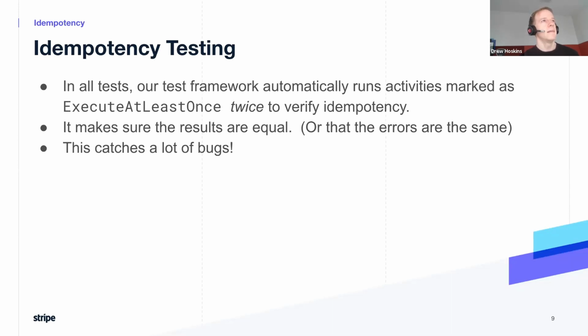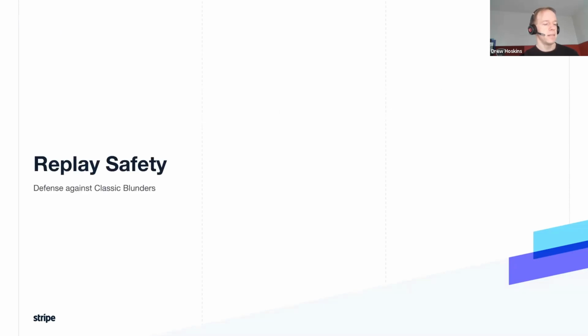Okay, next, replay safety. As many of you probably know, workflows, when they execute, they can restart from the beginning, and they retrace the history of the execution. And that new execution must match the old. In other words, the workflow must be pure. It can't have side effects. It can't have randomness.